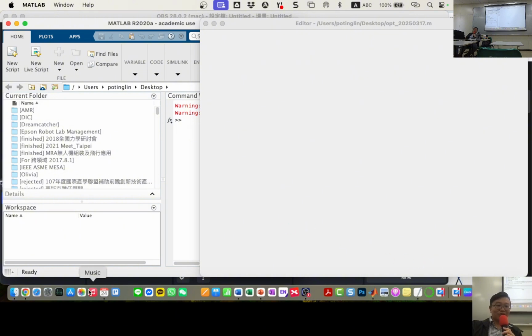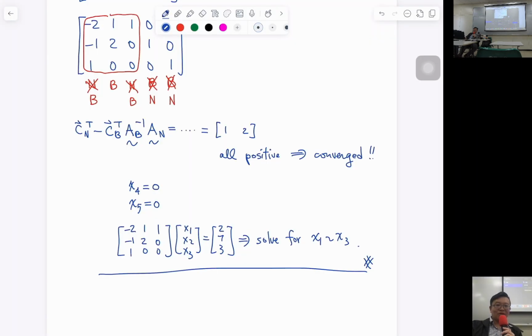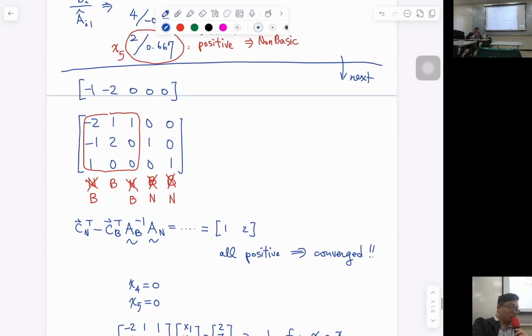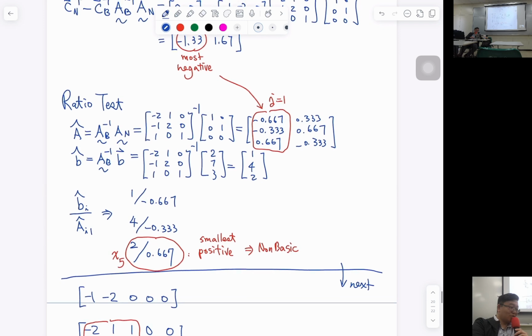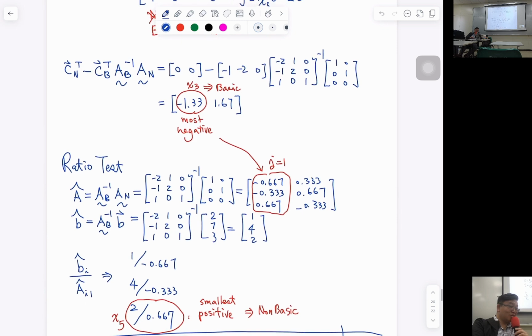Oh, you want to see the notes? Okay. That's for you to see meanwhile we are waiting. Yeah. Scroll down. Ratio test? You mean, oh, okay. Are you asking for this part?